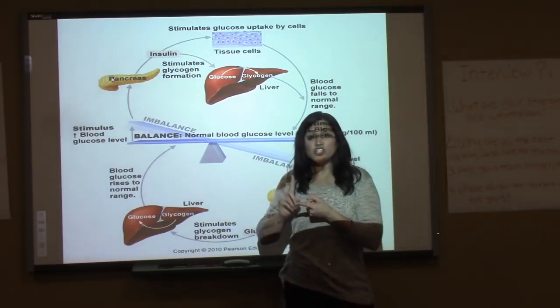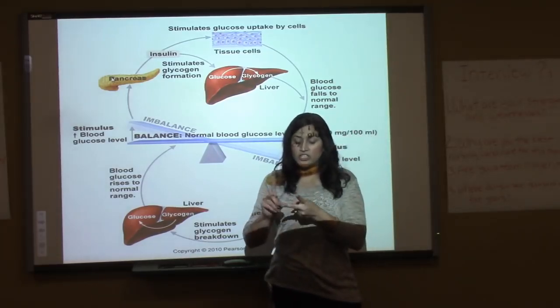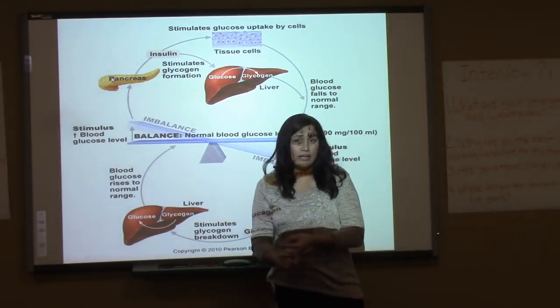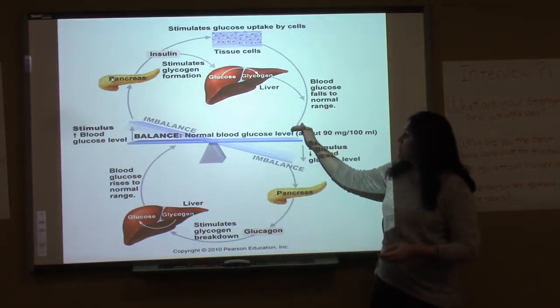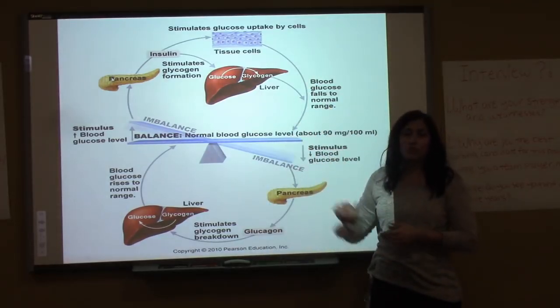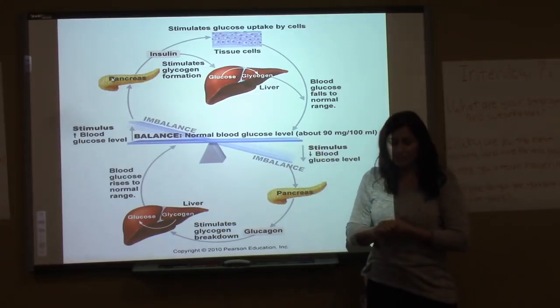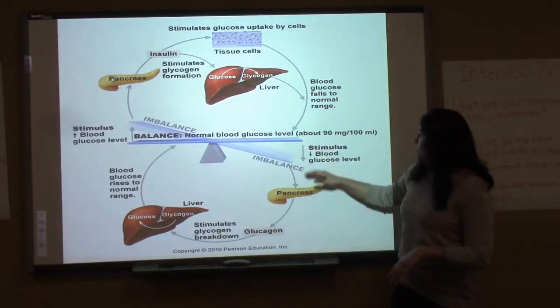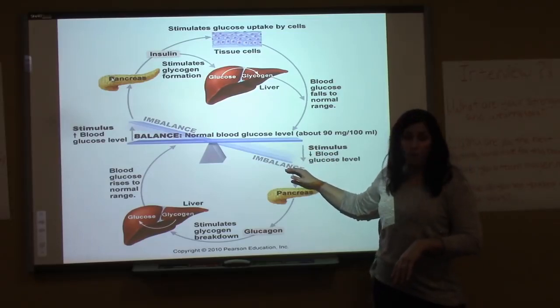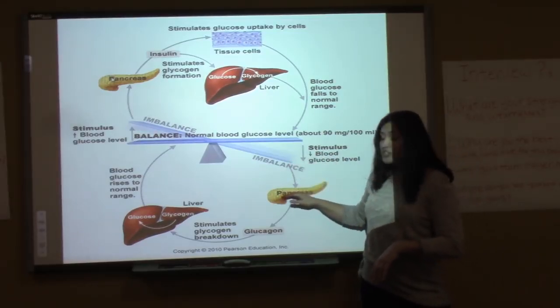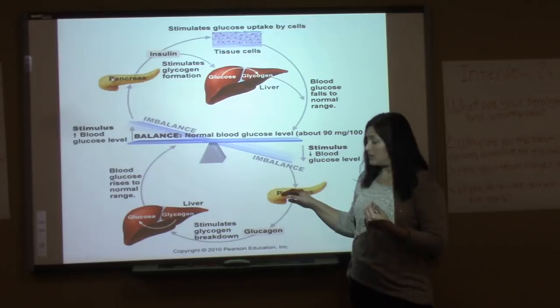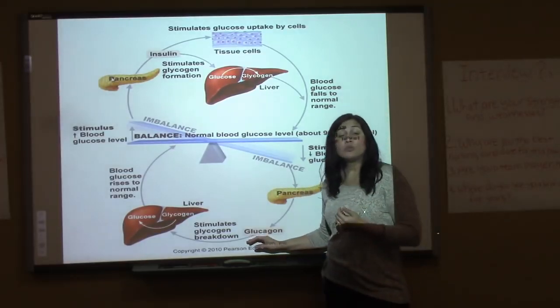By causing your tissues to take up glucose, and causing your liver to take up glucose and convert it to glycogen, your glucose level falls and therefore comes back to homeostasis. And that stops insulin secretion. Now, another scenario, your blood sugar levels drop. When they fall, it stimulates your pancreas. Which cell? Alpha cell. Alpha cell in turn releases glucagon.